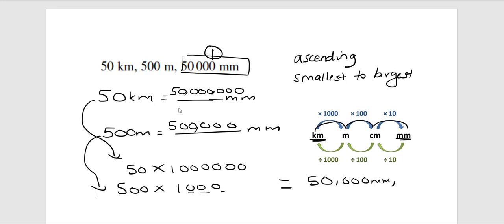Next one, well, out of I've got 500,000 millimeters or 50 million millimeters. Well, 500,000 is smaller than 50 million. So 500 meters would be next. So 500 meters. And I can't fit it there, I'll just squeeze it down here. That means 50 kilometers is the largest one. And it's the third one I write. Okay, so ascending order from smallest to largest.